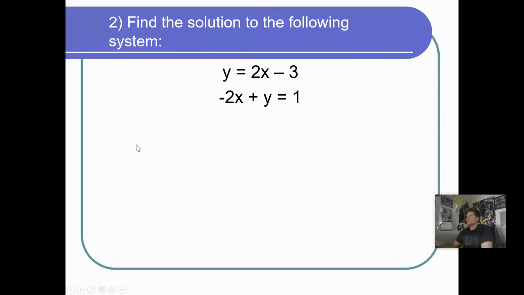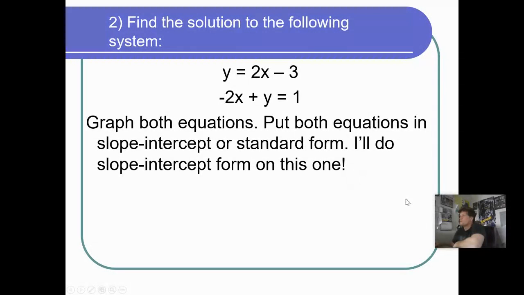Let's do it again. Example number 2. Notice this top one is already in slope-intercept form. And this bottom one is in standard form. But notice we would end up with 1/2, and I don't like that with intercepts. So we're going to convert this bottom one to slope-intercept form. Top one's already there: y equals 2x minus 3.